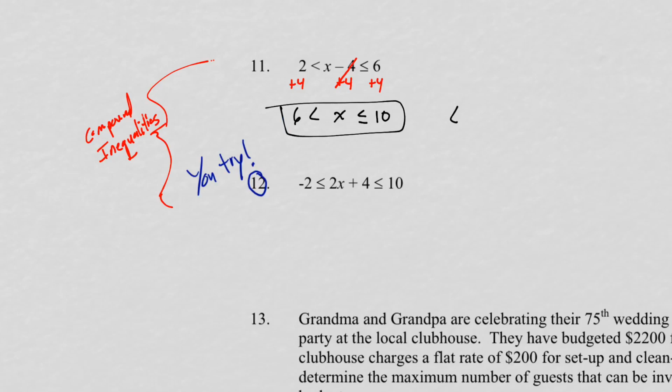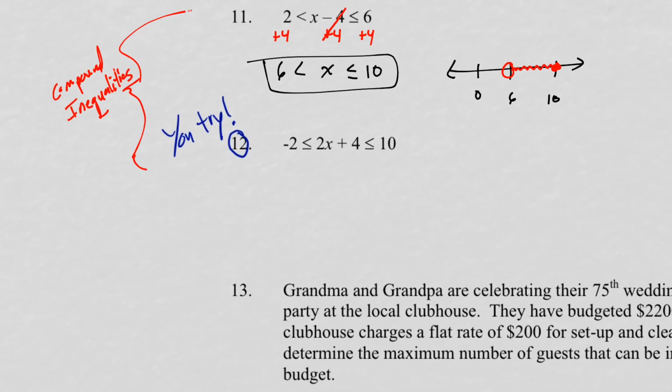And so now we can go ahead and graph this, which you learned how to do in the previous page. So here's 0, 6, there's 10. Whoops. And we graph open circle at 6, closed circle at 10, shade in between, okay? That's what the compound inequality looks like. So why don't you go ahead and try number 12 on your own, see how you do, and then you can check your answer in a few minutes, okay?